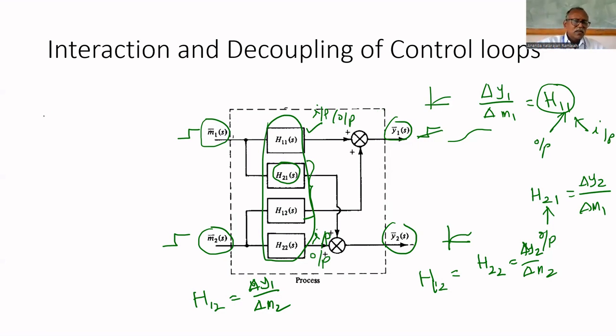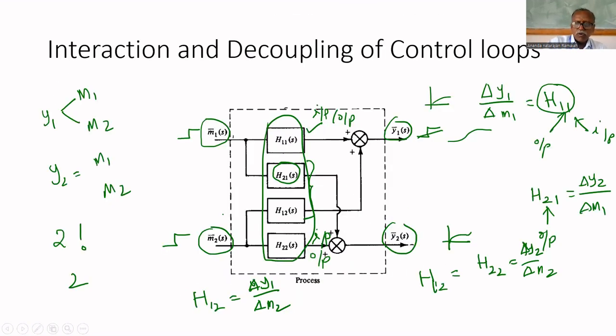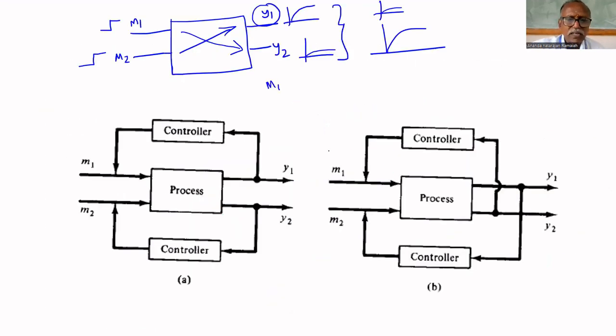If 2 inputs are there, how many possible combinations are there? How to select whether we have to use M1 or M2 to control Y1? Similarly, to control Y2, whether we have to use M1 or M2? How many combinations will be there? 2 factorial. 2 factorial equals what? 2. Only 2 combinations are there. M1 can be used to control Y1 or Y2. Similarly, M2 can be used to control either Y1 or Y2. That way, there are only 2 possible combinations.